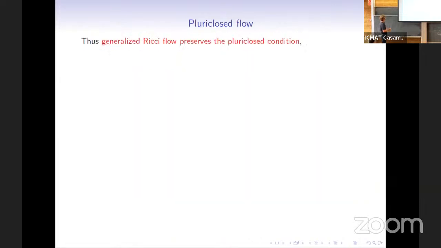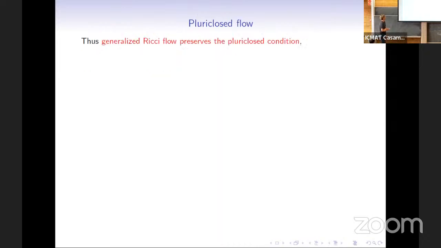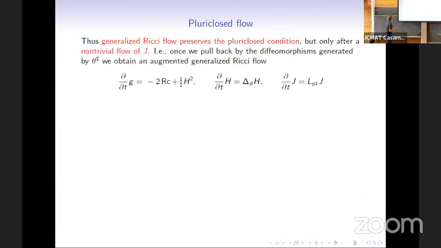So the upshot is we can turn the whole story on its head and say that the generalized Ricci flow preserves pluriclosed, but only after a non-trivial flow of J. In the Kähler world, you just say Ricci flow preserves Kähler, period. If it starts Kähler, then it stays Kähler with respect to the same complex structure, but that's not quite true with the generalized Ricci flow. If I want to remove this gauge ambiguity, I have to pull everything back, including J.